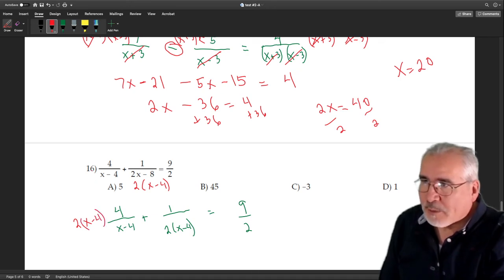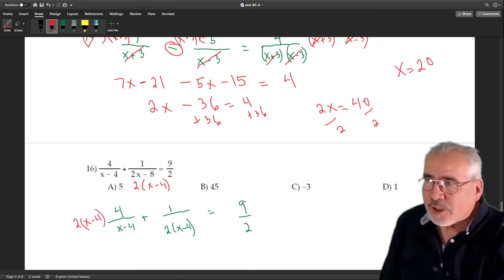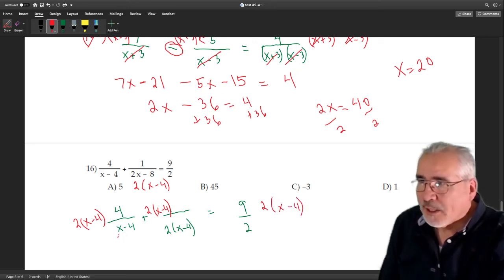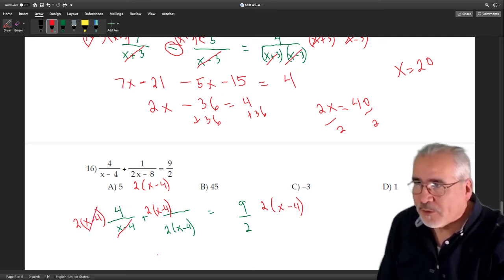And remember, when I multiply the left-hand side, it's going to distribute to both of the terms over this addition. So 2 times x minus 4. And on this side, I multiply by the same thing, 2 times x minus 4. X minus 4 cancels with x minus 4. I'm left with 2 times 4.